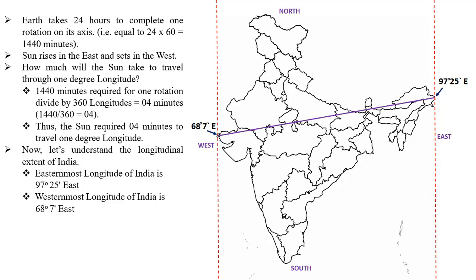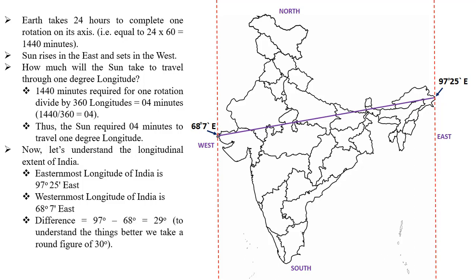Many a time students get confused that the eastern side is also east and the westernmost side is also east. So if you have seen my previous video, we learned that India lies in the northeastern hemisphere. That means the westernmost part of India is also in the eastern hemisphere. That's the reason the westernmost longitude of India is 68° 7' east. Hopefully, the things must be clear to you now.